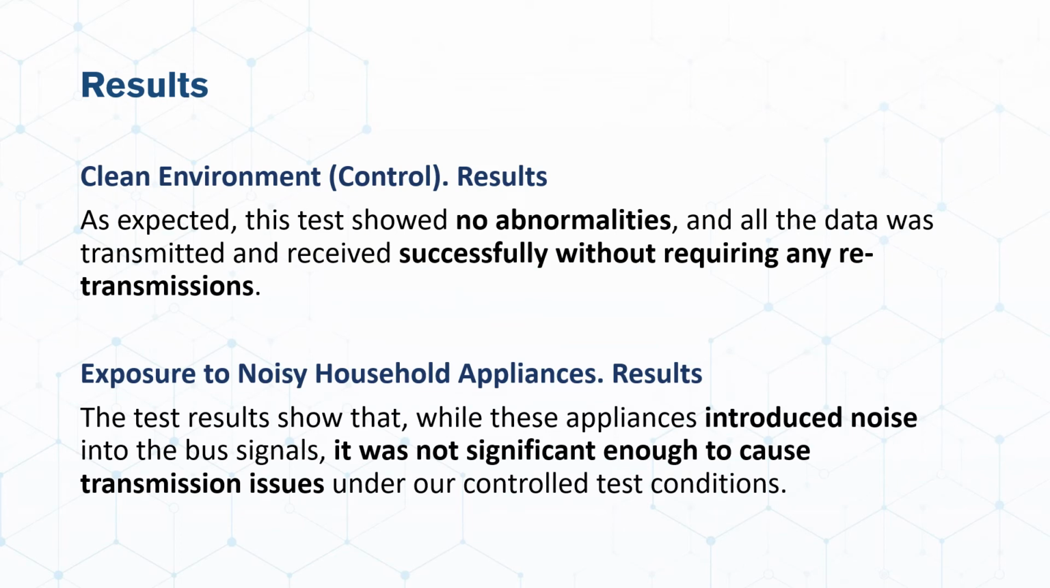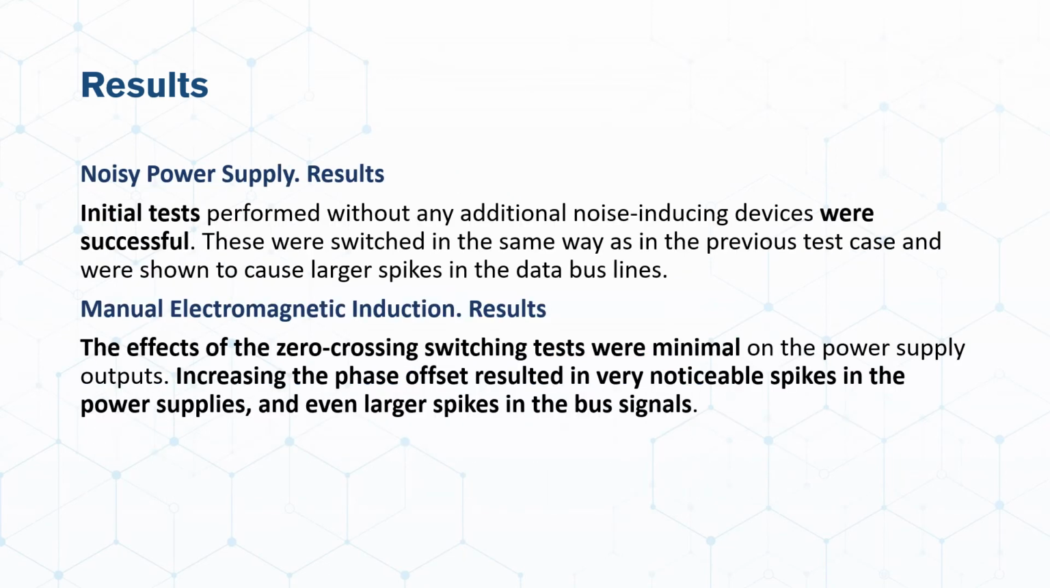As for the results of the first experiment, the clean environment, as expected, these tests showed no abnormalities and all the data was transmitted and received successfully without requiring any retransmission. The results for the second experiment, exposure to a noisy household appliance, show that while this appliance introduced noise into the bus signals, it was not significant enough to cause transmission issues under our controlled test conditions. For the noisy power supply results, initial tests performed without any additional noise-inducing devices were successful. Tests were switched in the same way as in the previous test case and were shown to cause larger spikes in the bus signal. Regarding the manual electromagnetic induction tests, the effects of the zero-crossing switching test were minimal on the power supply outputs. Increasing the phase offset resulted in very noticeable spikes in the power supplies and even larger spikes in the bus signal.